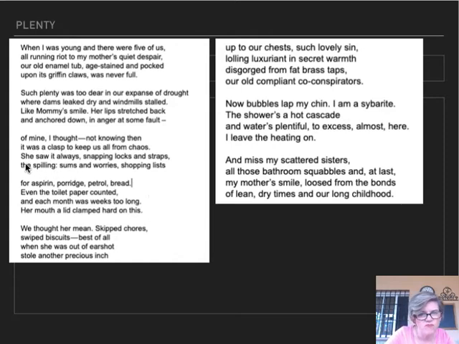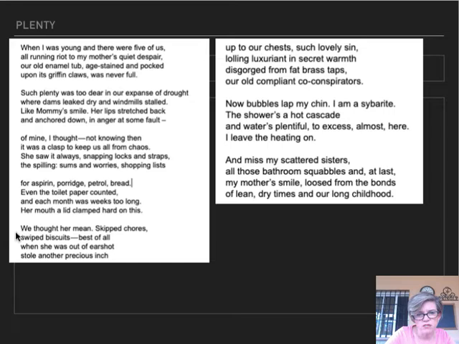And so you see here, I'll start at this line. "She saw it always, snapping locks and straps, the spilling, sums and worries, shopping lists for aspirin, porridge, petrol, bread, even the toilet paper counted. And each month was weeks too long, her mouth a lid clamped hard on this." And so when I read through here, there's no punctuation, that's enjambment. Here we have some real strong caesura examples.